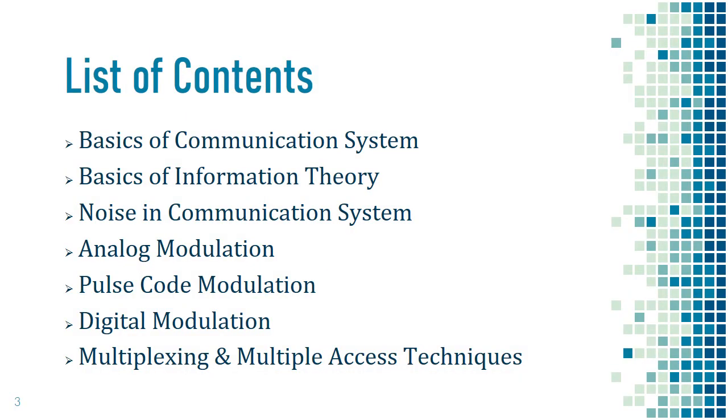Now let's start our discussion with the list of contents we are going to cover in this course throughout the semester. To start off, we have basics of communication system, and then some brief discussion on basics of information theory and noise in communication system. After that, we will move to the major portion of our course, which includes analog modulation, pulse code modulation, digital modulation, and then if we are left with enough time, we will talk a bit about multiplexing and multiple access techniques too.